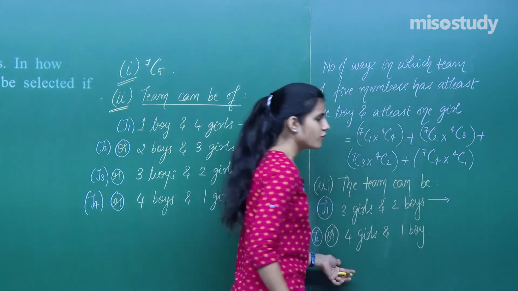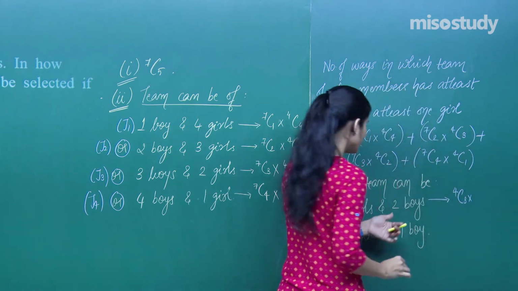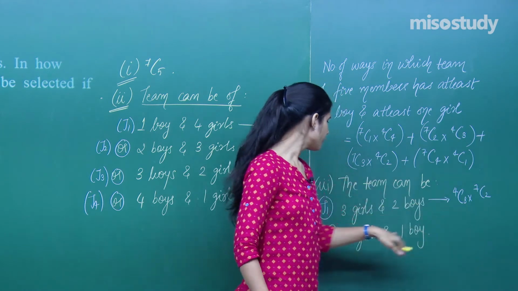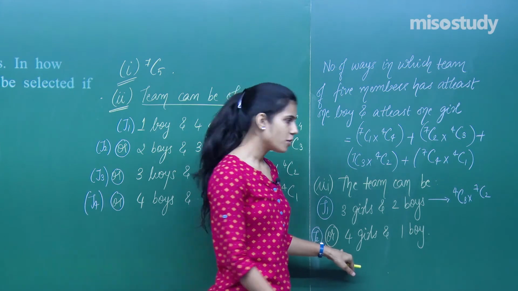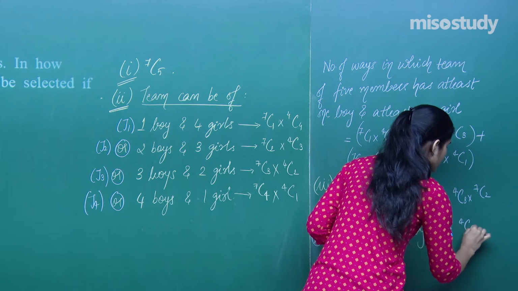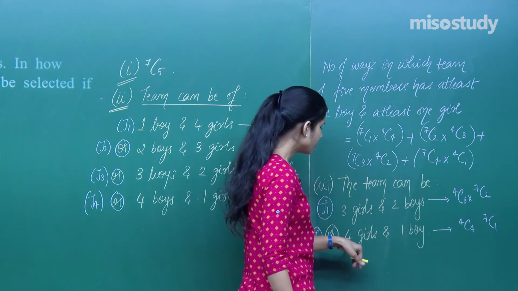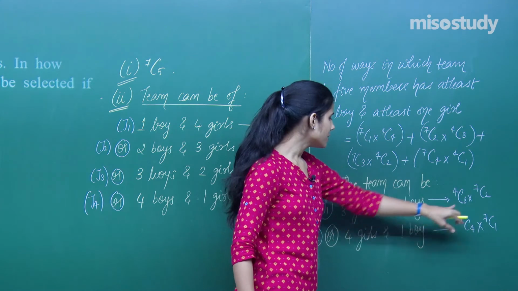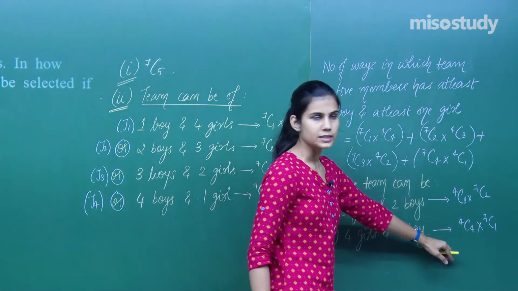How many ways are there of performing job 1? 3 girls can be selected out of 4 girls in 4C3 ways and 2 boys can be selected out of 7 boys in 7C2 ways. These are the number of ways of performance of job 1. And what is the number of ways of performance of job 2? Number of ways of selecting 4 girls out of available 4 girls, number of ways of selecting 1 boy out of available 7 boys, and therefore number of ways of selecting 4 girls and 1 boy is this. Job 1 can be done in these many ways, job 2 in these many, so job 1 or job 2 can be done in this plus this, these many ways.